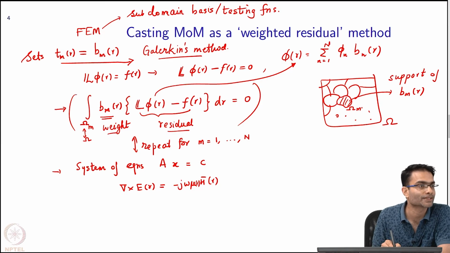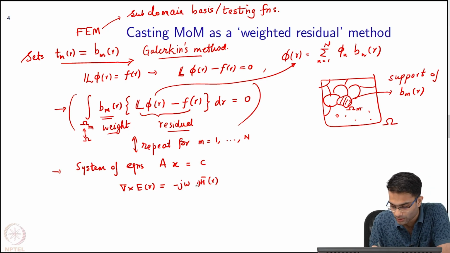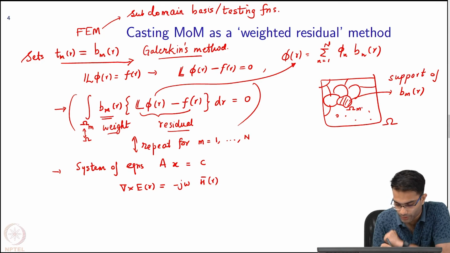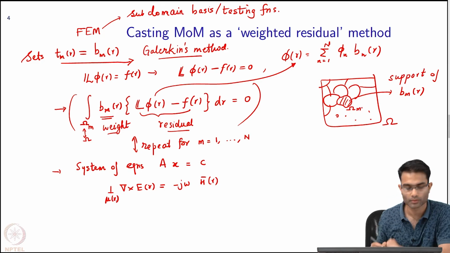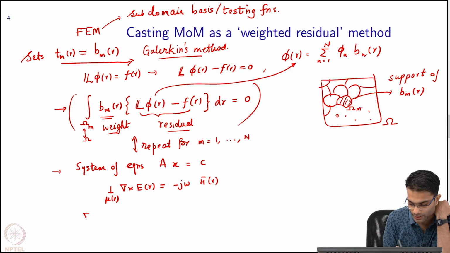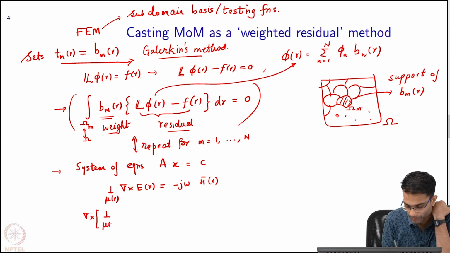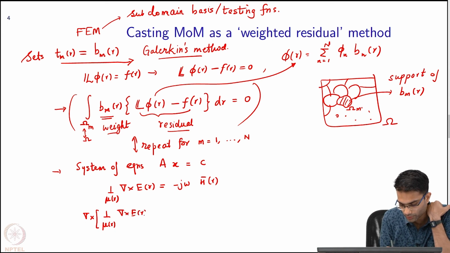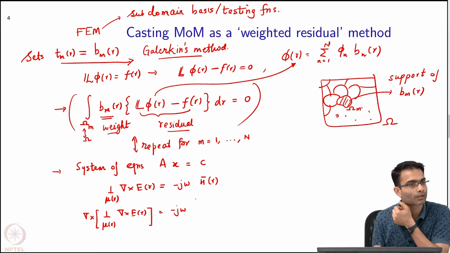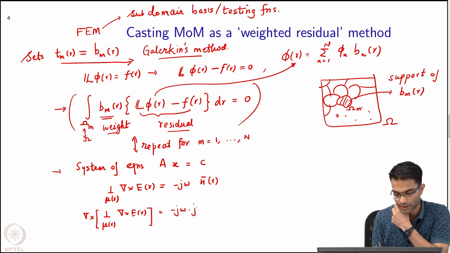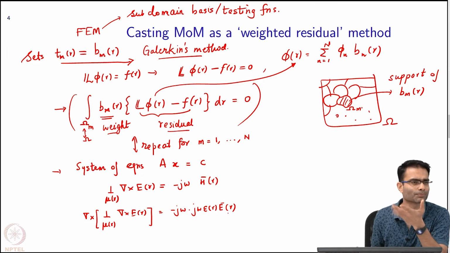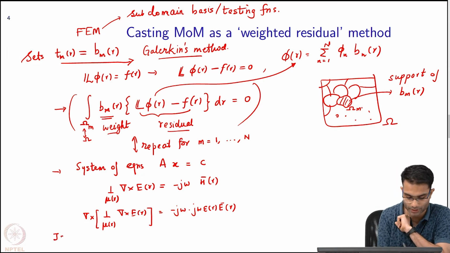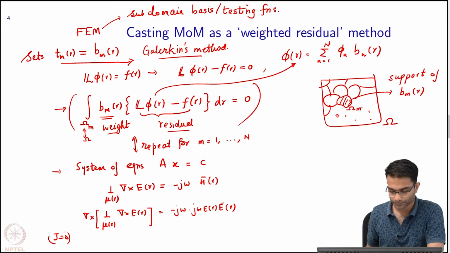No, because I know curl of H, I do not know curl of mu into H. So, what I can do is remove this from here and do 1 by mu r. And the next equation is del cross 1 by mu r del cross E of r is equal to minus j omega curl of H, which is j omega epsilon r E, and a plus j term. Assume j is 0, let us just make j equal to 0, it is not much of a complication.